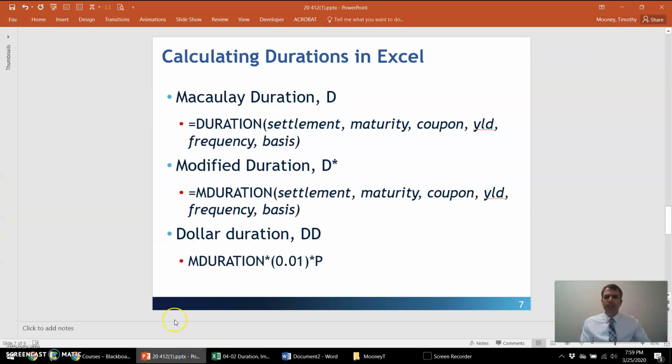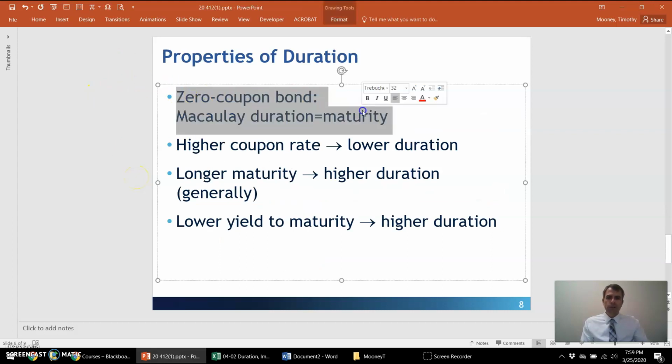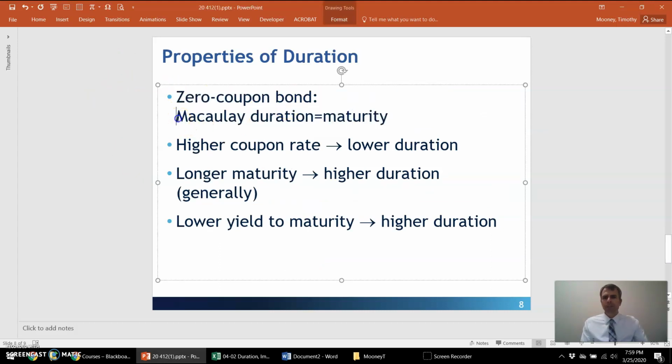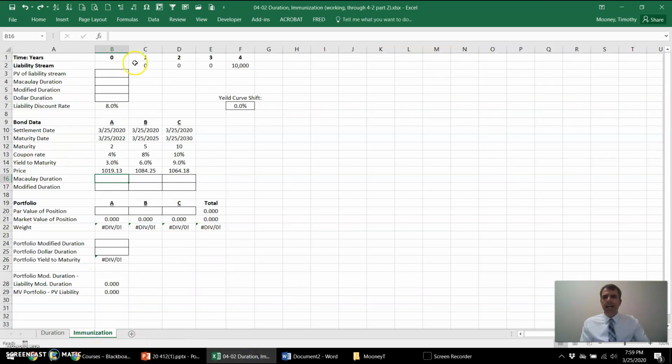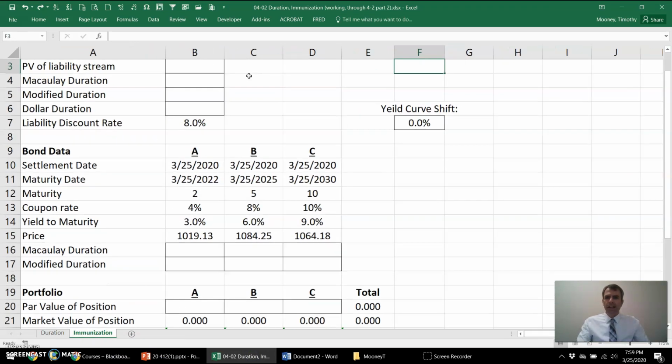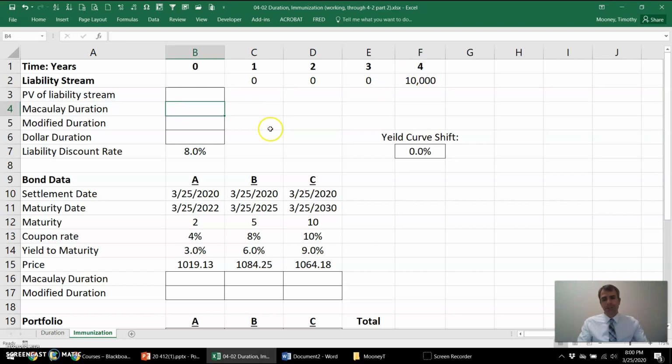So, a couple properties of duration that I want us to be aware of, really just the first one. A zero coupon bond, in other words, just one cash flow. The Macaulay duration is equal to the maturity of that cash flow. Let's take a look at that on the immunization tab here. We've got a liability stream that we'll work with in a future video, but for now you see it looks like a zero coupon bond. There's no interest payments, so there's just one payment at the time the bond matures. So 100% of this liability stream's cash flows happen at the time of maturity. So the Macaulay duration of this liability stream is just 4 years.